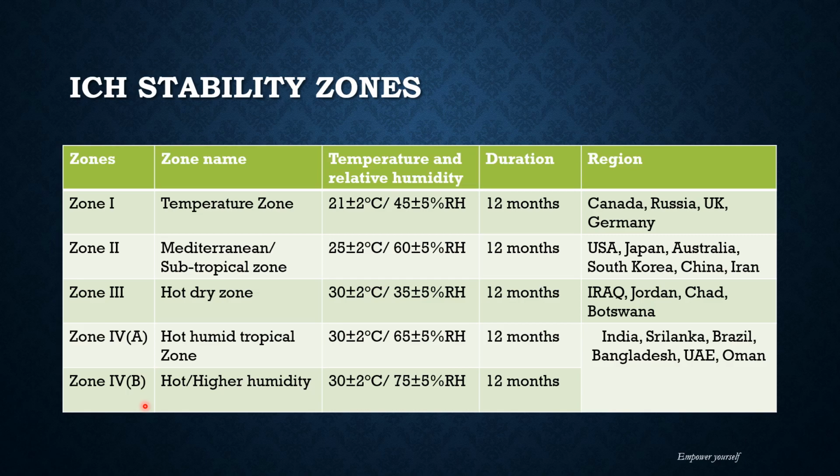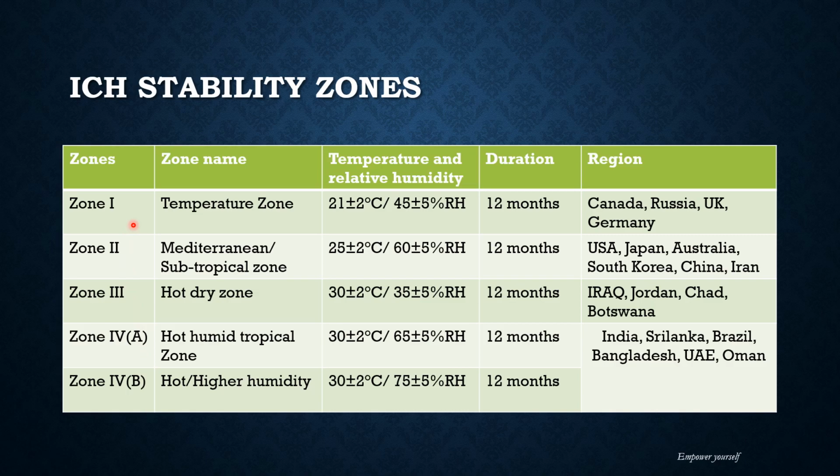So let us see the temperature and relative humidity that is maintained in different kinds of the zones and the duration that is required to be maintained in that particular zone to assign or to give a product that this product is stable up to this particular period of time. And let us see the regions that are included in different kinds of the zones.